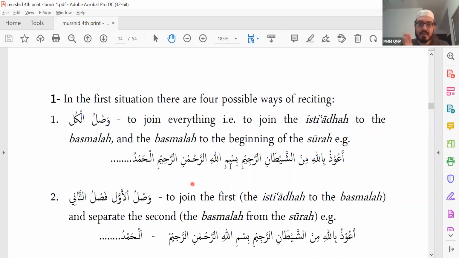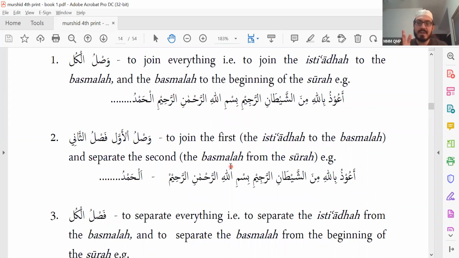Number 2, waslul awwal fasluth thani. You join the first and separate the second. So what does that mean? Joining the first is joining the isti'adha and basmala and separating the beginning of the surah. A'udhu billahi minash shaytanir rajim bismillahir rahmanir rahim. Stop. Alhamdulillahi rabbil alameen.